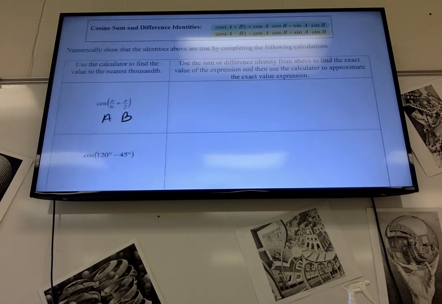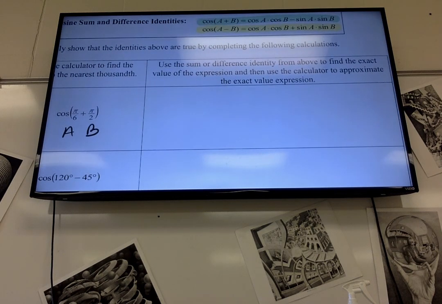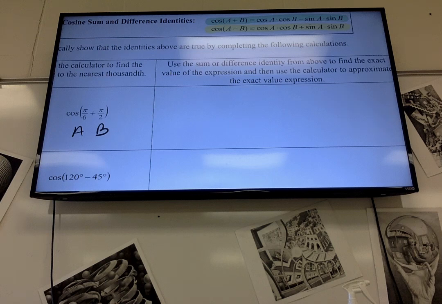So we're going to use that green one up there because it's plus. We're just going to plug in pi over 6 and pi over 2 for A and B into the cosine formula. So that's the cosine of pi over 6 times the cosine of pi over 2 minus the sine of pi over 6 times the sine of pi over 2.